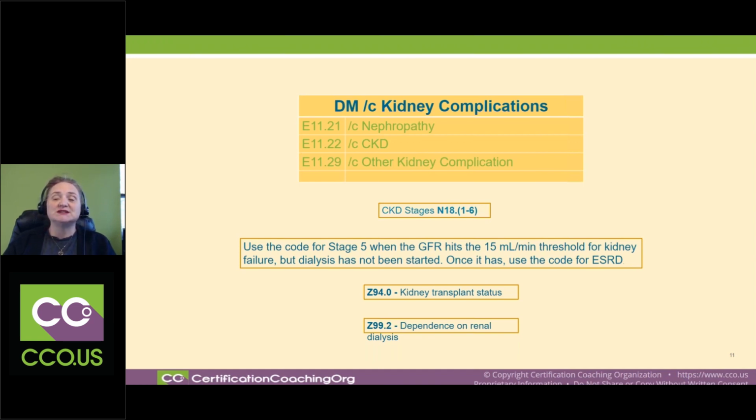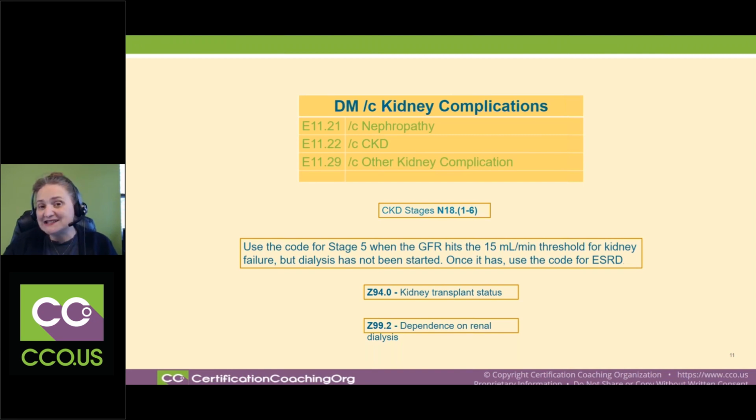So that means you're going to pick an N18 code, .1 through .6. So stage 1 is .1, 2 is .2, 3 has two codes available, N18.3A and .3B. Stage 4 is very common also, but when you get into 5, that is severe CKD, and that patient is getting really close to needing to be on dialysis. If it's a .6, that means they've gotten to the stage where they need dialysis. This is end-stage renal disease.